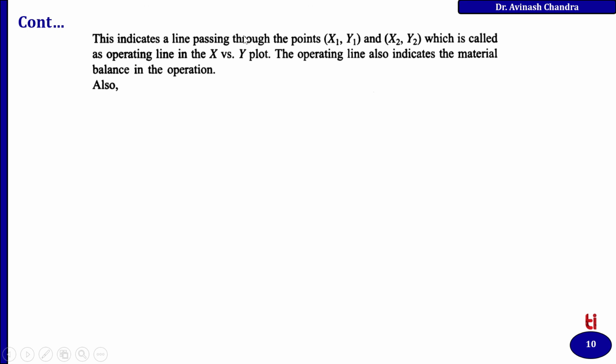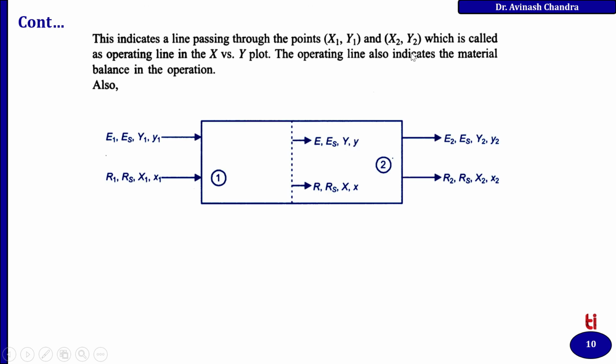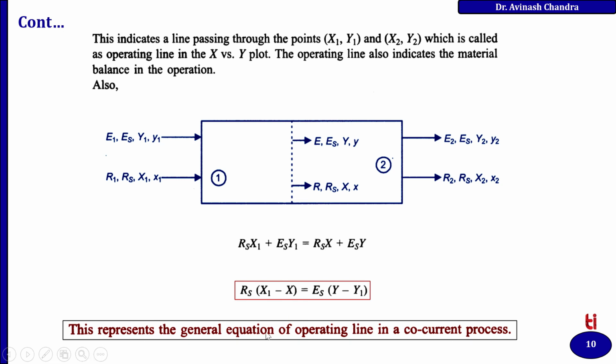So this indicates a line passing through the points x1 y1 and x2 y2, which is called the operating line in the x versus y plot. The operating line also indicates the material balance in the operation. So in this case, RS x1 plus ES y1 equal to RS x plus ES y. In terms of these variables, RS (x1 minus x) equal to ES (y minus y1) will be the equation. So this represents the general equation of the operating line in co-current processes.